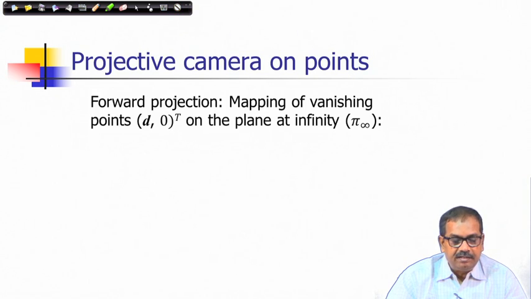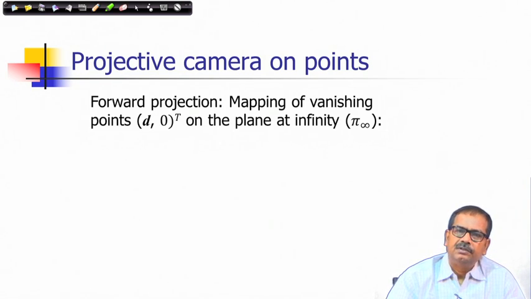Let me then discuss another interesting fact: how the points in the image plane are back projected to form a ray. First, let us understand the mapping of vanishing points on the plane at infinity. This we have discussed earlier also with respect to the vanishing points of the principal axes, like the x axis, y axis and z axis.